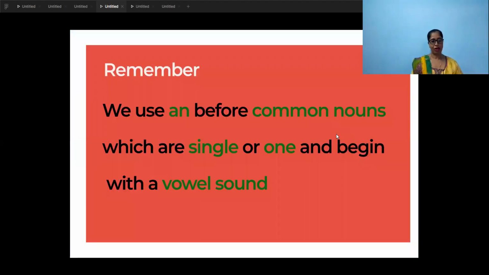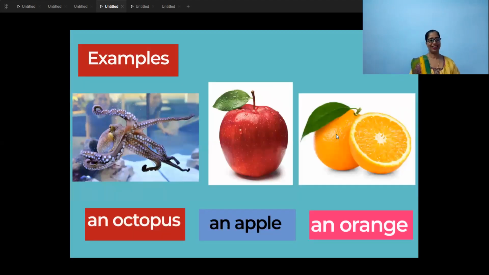And we use an before common nouns, again, which are singular in number, but an is used when it begins with a vowel sound. So the examples that I cited last time were an octopus, O sound, and it is singular in number. An apple, A sound, yes, it's singular in number and vowel sound. An orange, O, vowel sound and singular in number.